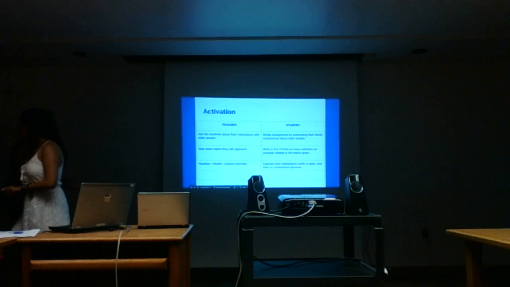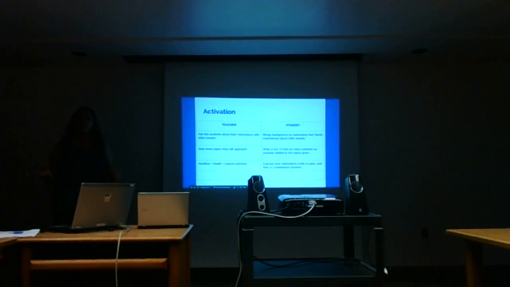Okay, so this strategy is divided in three phases: activation, connection, and affirmation. In the activation phase, the teacher will ask the students about their interactions with other people, if they live with other people, if they have contact with them in the household. And the student brings their background by expressing the family relationships that they have. In Mexico, we know that most of the elderly live with family, with their sons. So I think there are just a few who live alone.